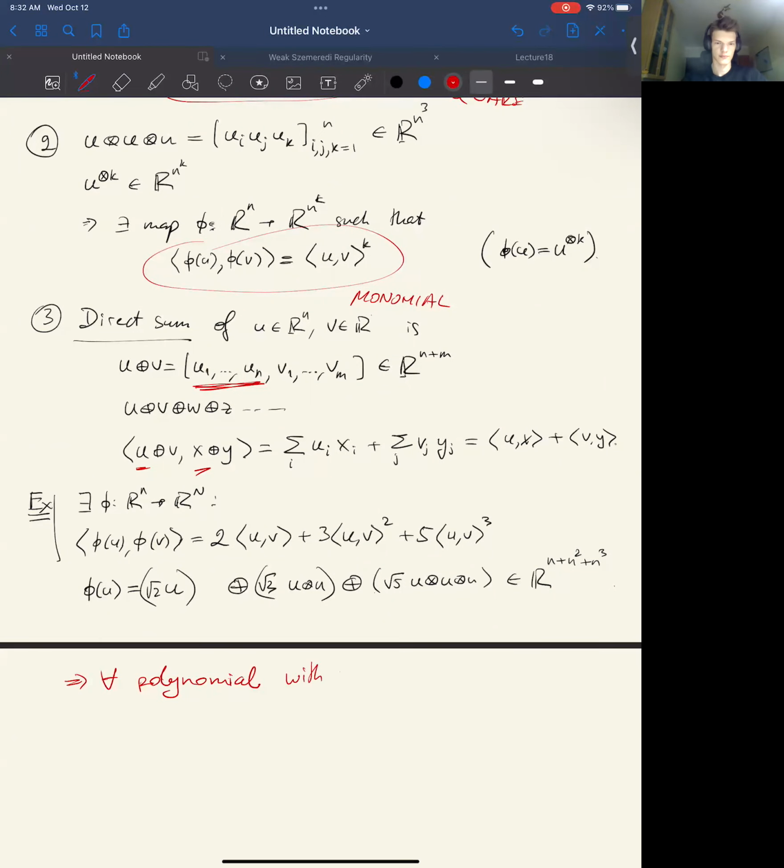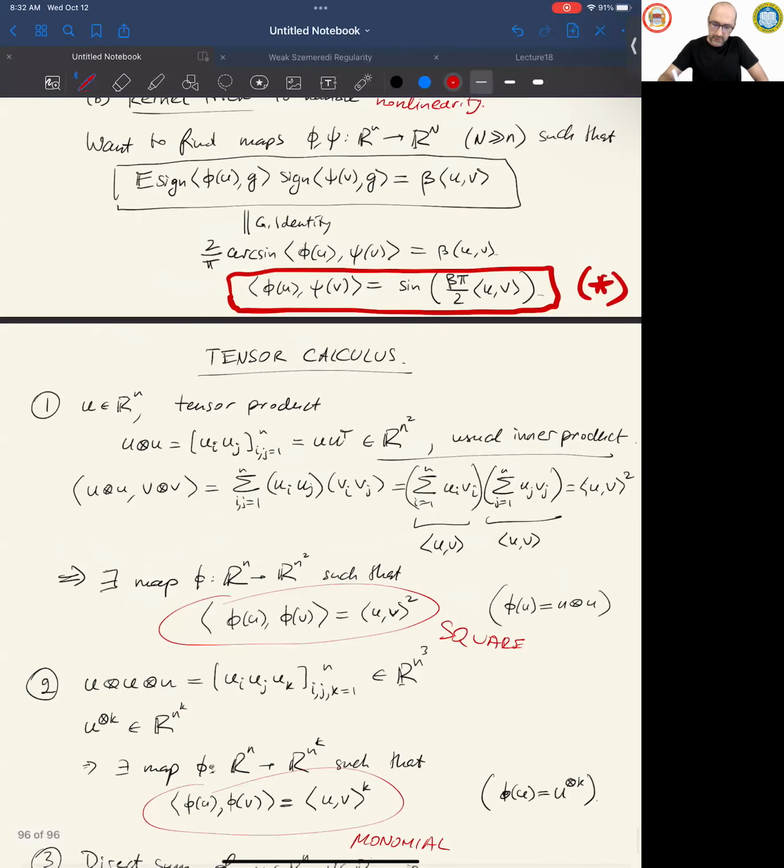With non-negative coefficients. Any polynomial with negative coefficients we can do. Good. All right. Unfortunately, if you think of the original nonlinearity that we're targeting here, the sign, it does have negative coefficients of the Taylor expansion. So we're not there yet.